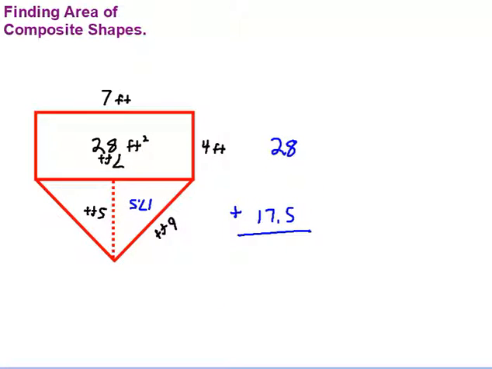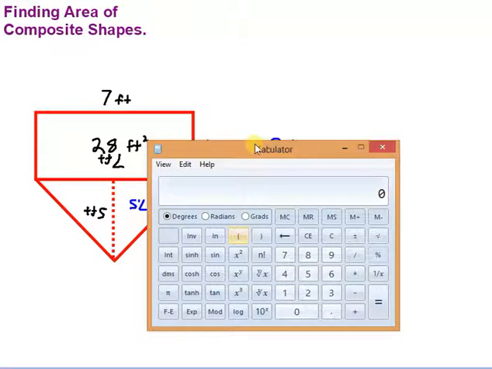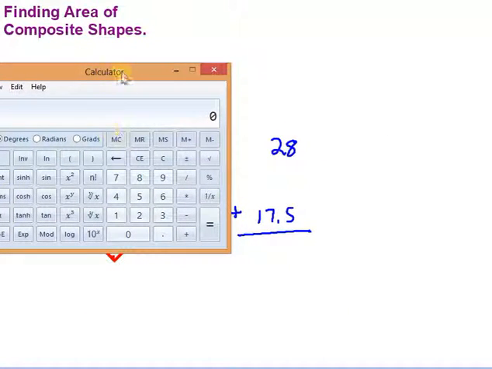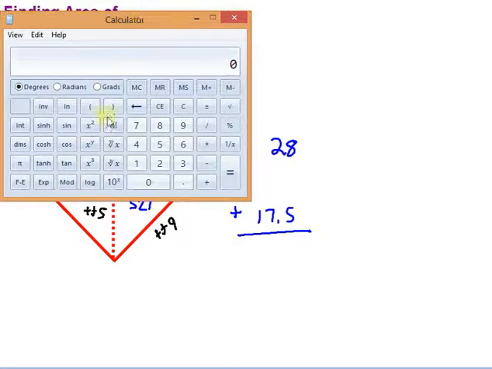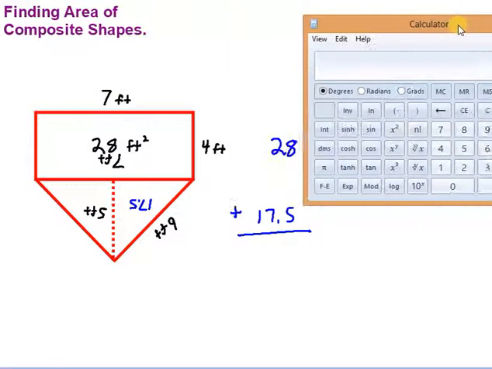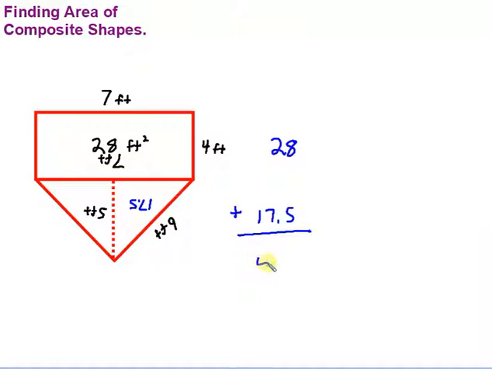And when I add those together, if you want, we'll just pull up our little calculator. We could do it in our head, but we'll show you what it looks like on the calculator. 28 plus 17.5 is equal to 45.5. So 45.5 feet squared is the area of this entire shape. The whole shape here is 45.5 feet squared because we have one shape combined with another. That makes it a composite shape.